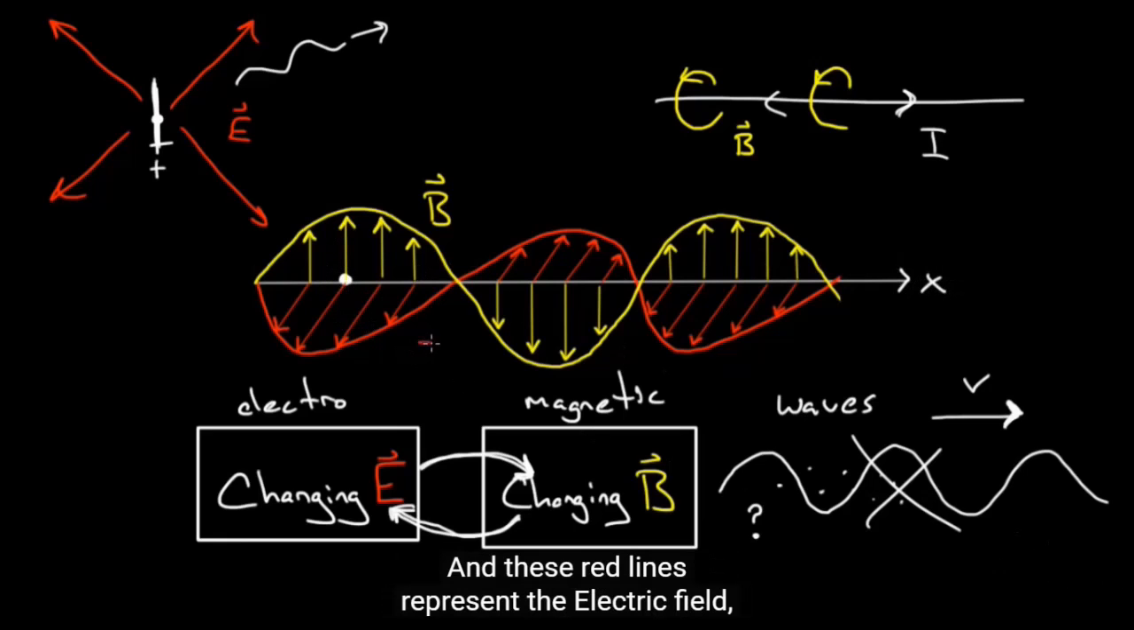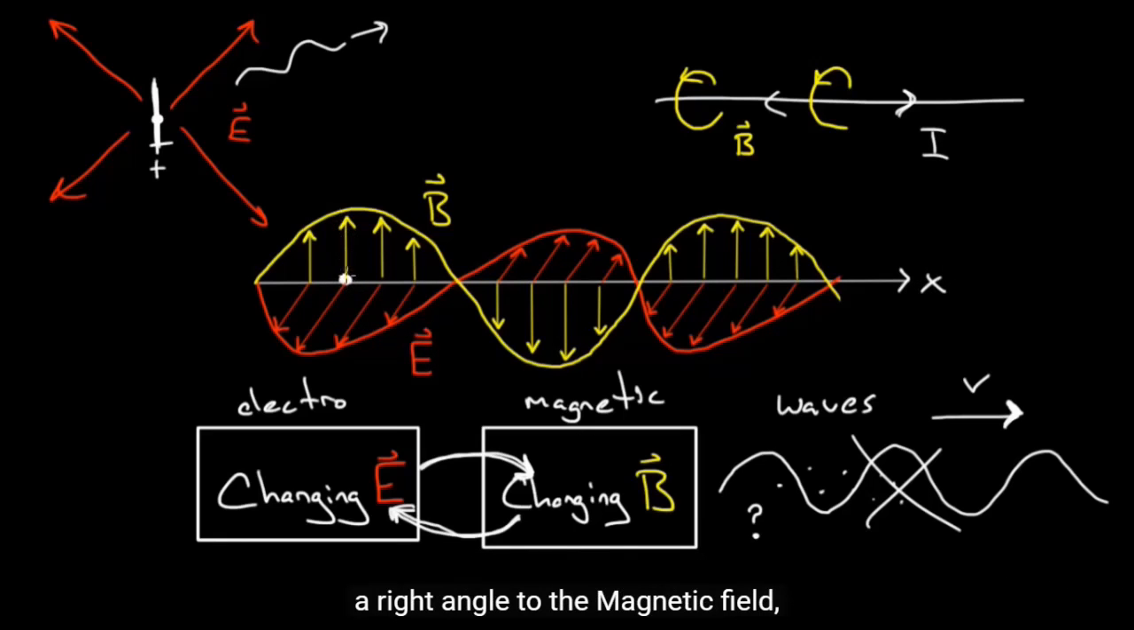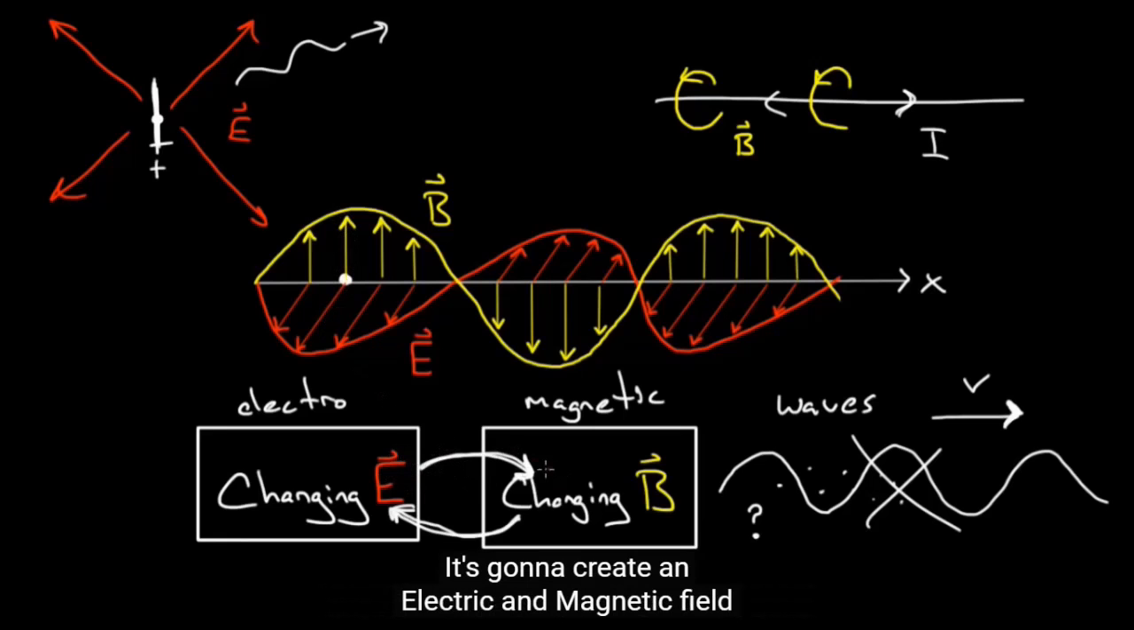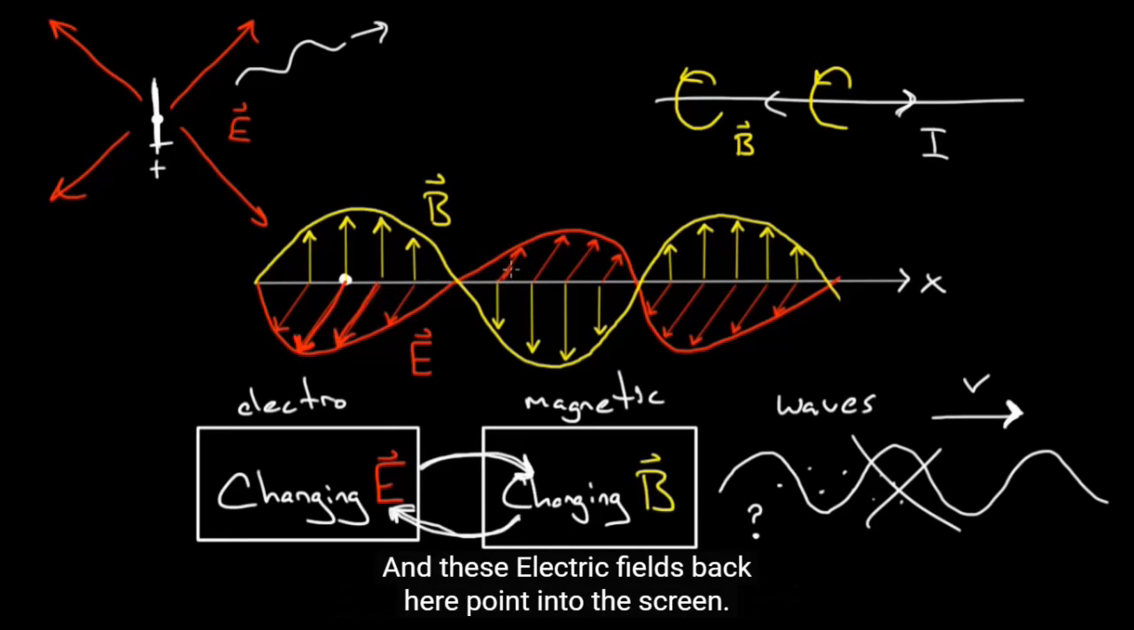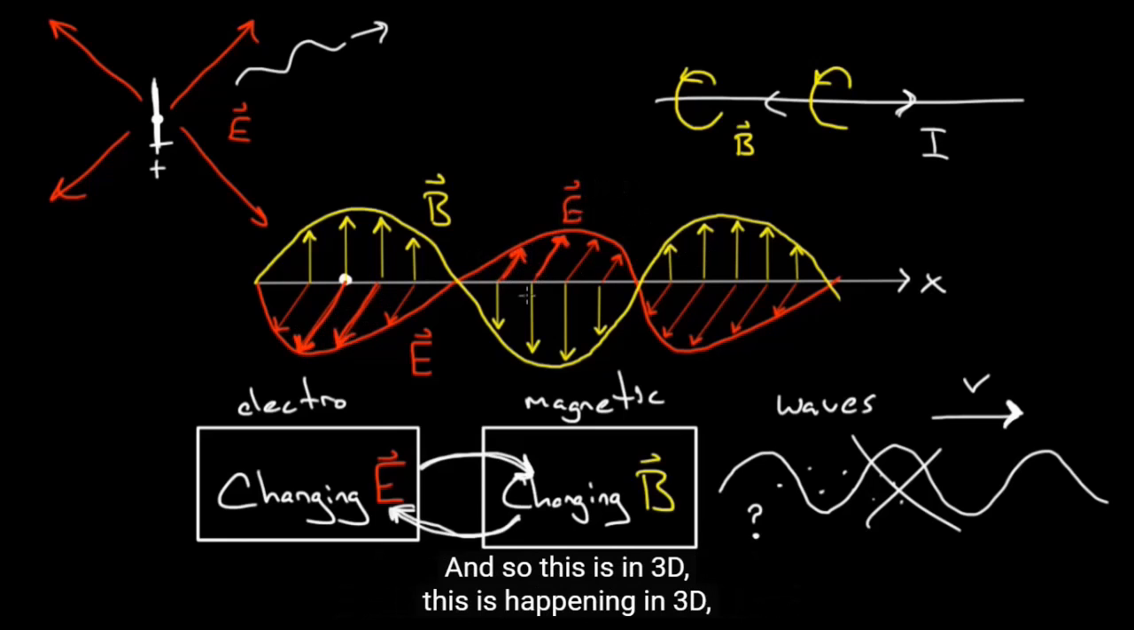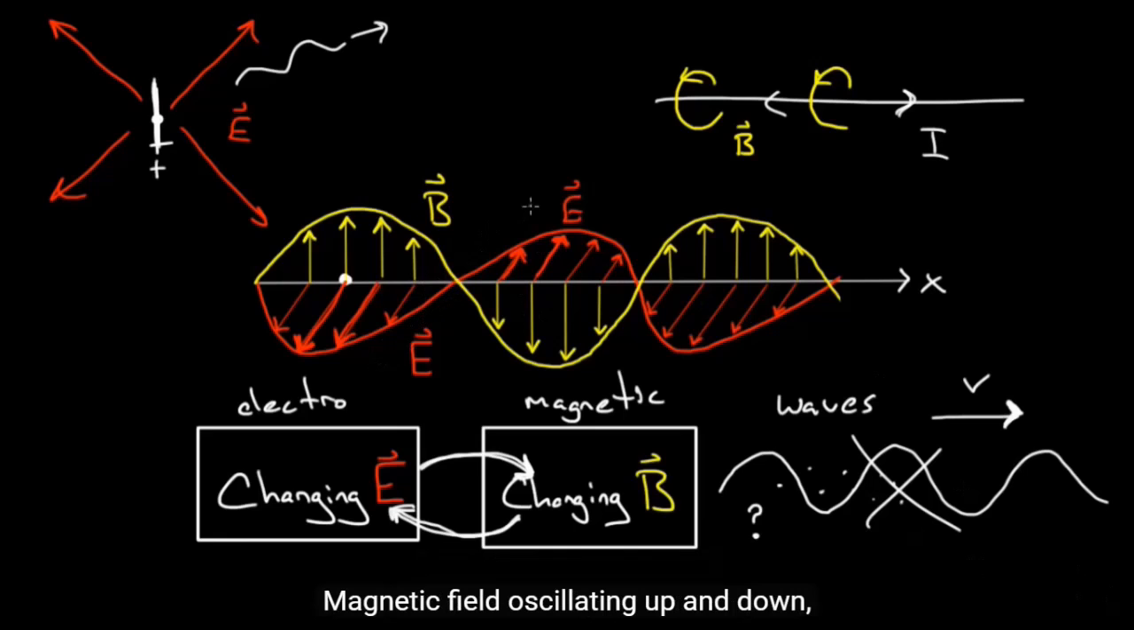And these red lines represent the electric field. So at this point in space, there'd be a relatively large electric field, and the electric field is at a right angle to the magnetic field. So these are perpendicular. That's how this process has to happen. It's going to create an electric and magnetic field that are perpendicular to each other. So the electric field sticks out. Think of it as pointing out of your computer screen, whatever you're watching this on. And these electric fields back here point into the screen. This is happening in 3D: electric field oscillating into and out of your screen, magnetic field oscillating up and down, and the whole wave traveling to the right.